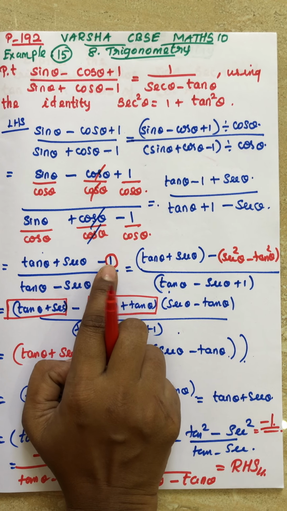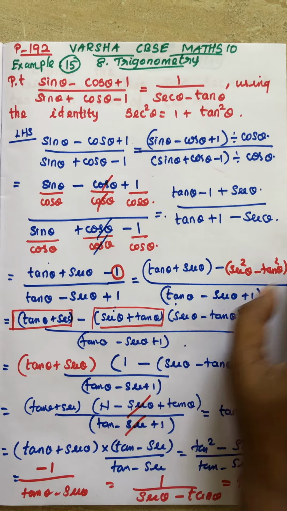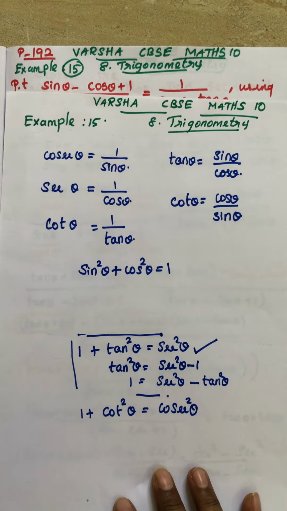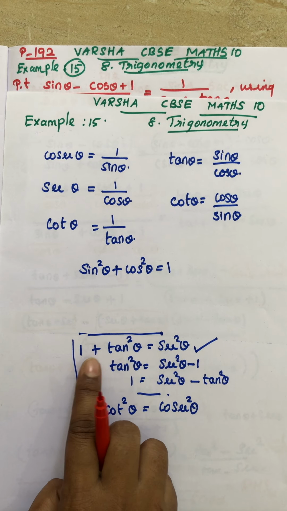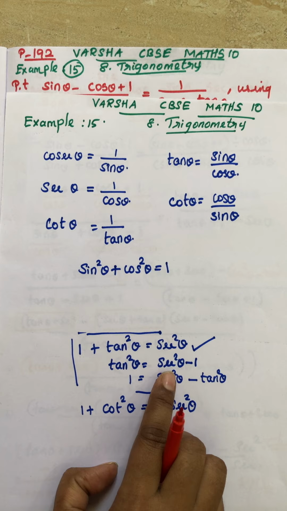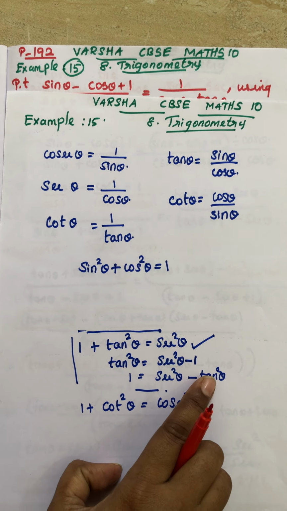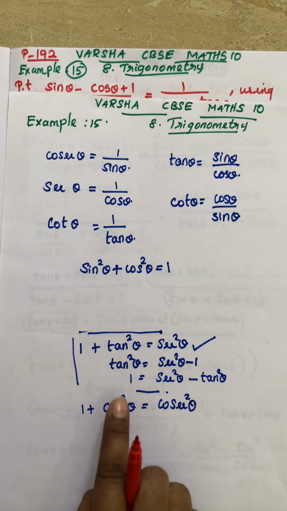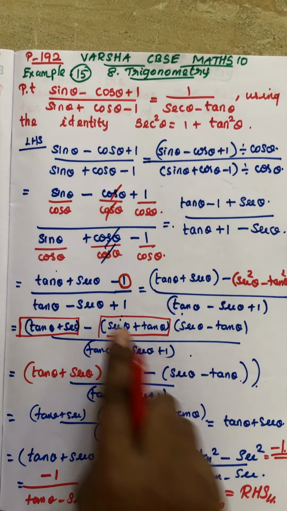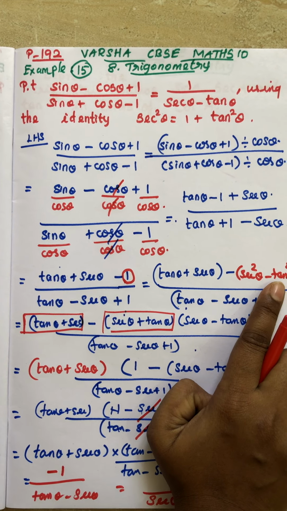Okay. So, for 1 I am replacing secant square minus tan square. Okay. So, how can you replace for 1? Because in the identity, 1 plus tan square is equal to secant square. So, tan square can be written as secant square minus 1 and 1 can be written as secant square minus tan square. So, for this sum we can write for 1 secant square minus tan square. So, in this one I have written secant square minus tan square.